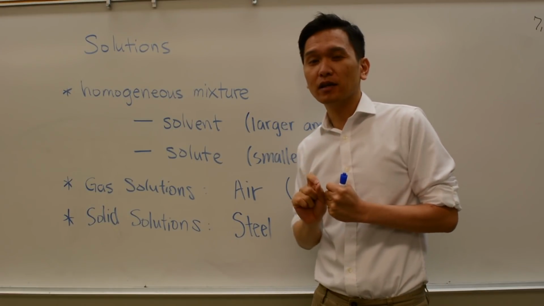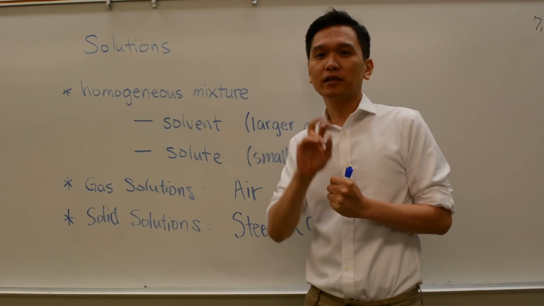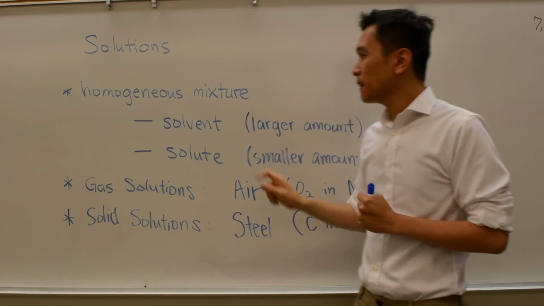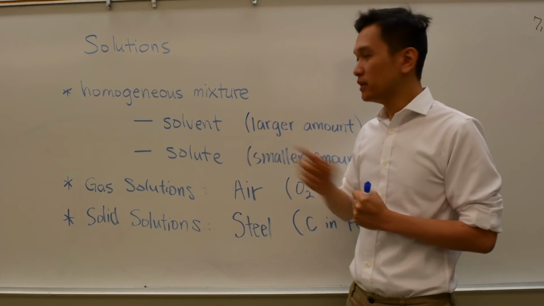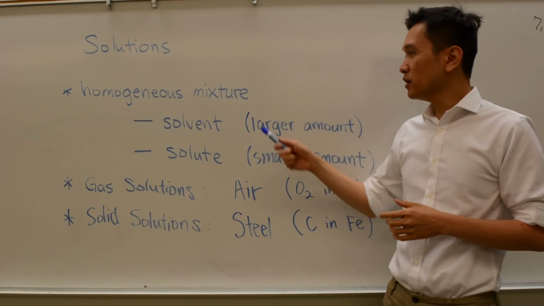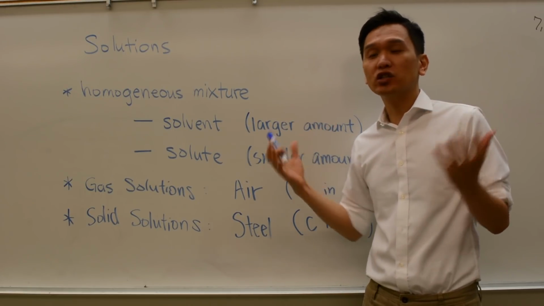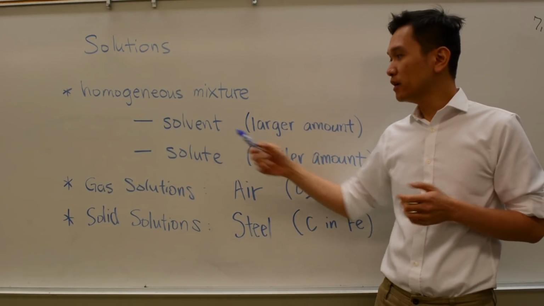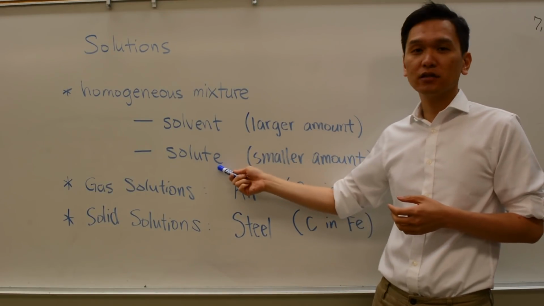And a little bit more vocabulary here, a mixture is composed of two things. One is called the solvent and the other one is called the solute. And the difference between these two is the amount you have of them. So whatever is in larger amount is called the solvent. Whatever is in smaller amount is called the solute.